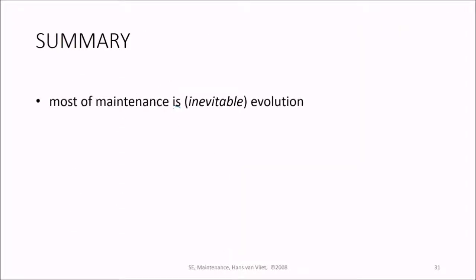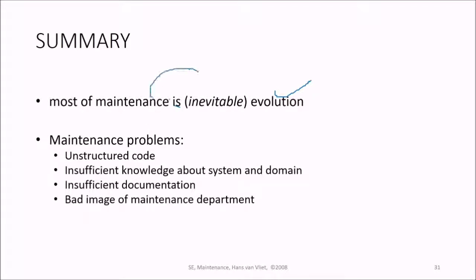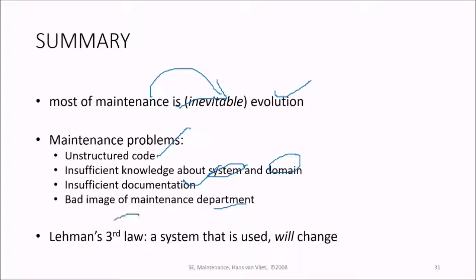Most of maintenance is inevitable. Maintenance is a part, it will be there. Maintenance problems are basically because of unstructured code, insufficient knowledge about the system and domain, insufficient documentation, and a bad image of the maintenance department. So Lehman's third law says a system that is used will change. Thank you so much. This was about maintenance.